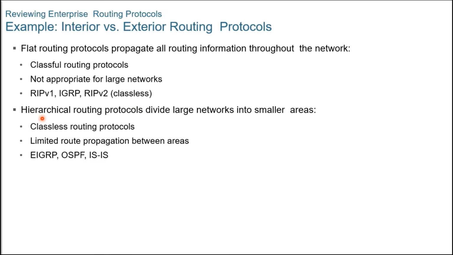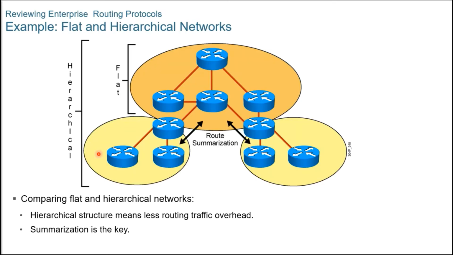Now, hierarchical routing protocols divide large networks into smaller areas or subnets. These are said to be classless routing protocols, and usually we are using EIGRP. Again, EIGRP is a proprietary protocol from Cisco. If you are using non-Cisco devices, it is better to use OSPF or IS-IS. Also, hierarchical routing protocols have limited route propagation between areas. All right, so flat versus hierarchical routing protocols.